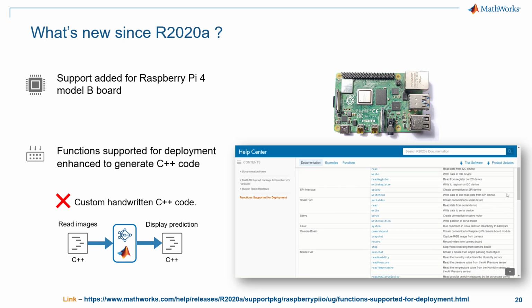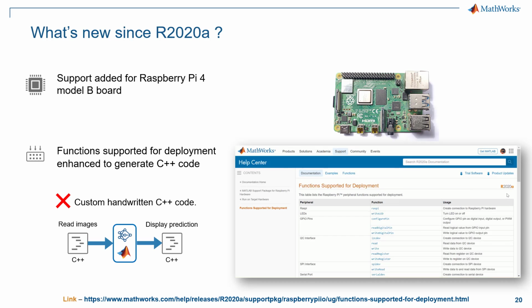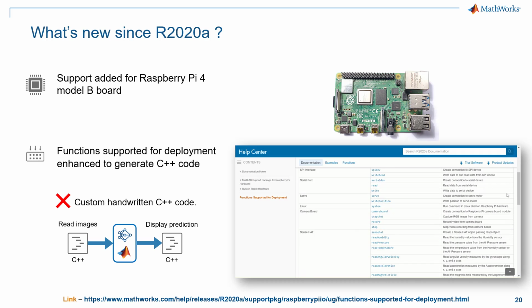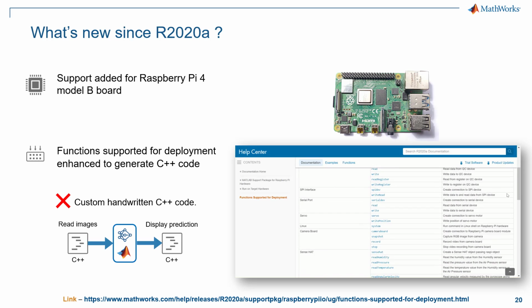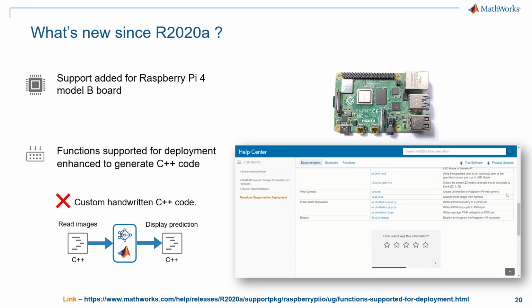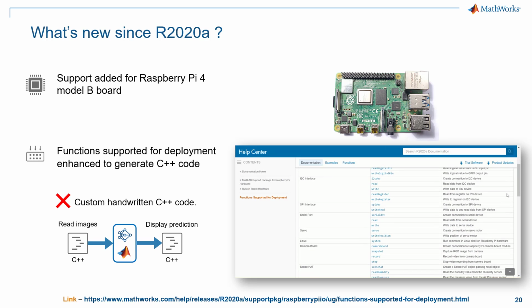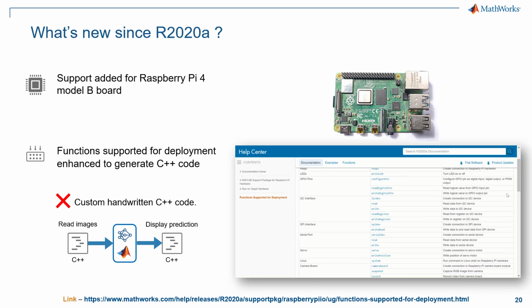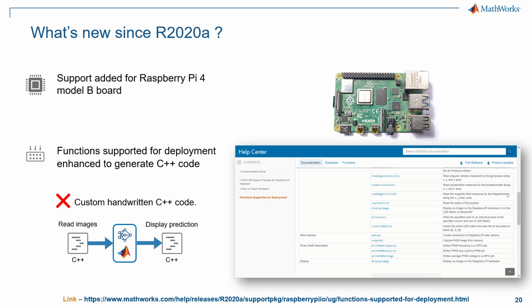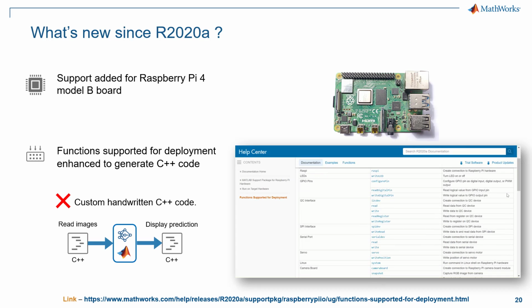The next update and the highlight of our today's presentation is the new C++ codegen capability for all the Raspberry Pi functions in MATLAB. On the right, you can see a list of Raspberry Pi functions that are supported for deployment on the Pi. C++ code can now be directly generated for these functions, which is an important requirement for running deep learning applications on the embedded devices.